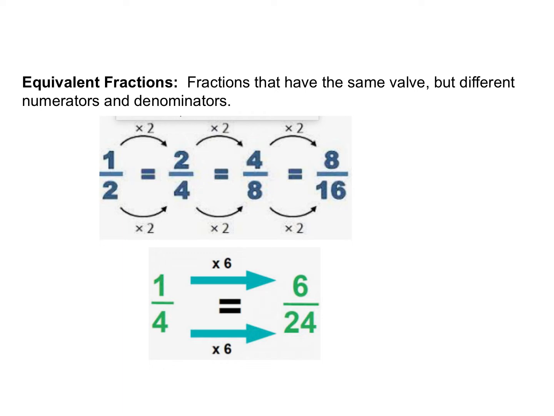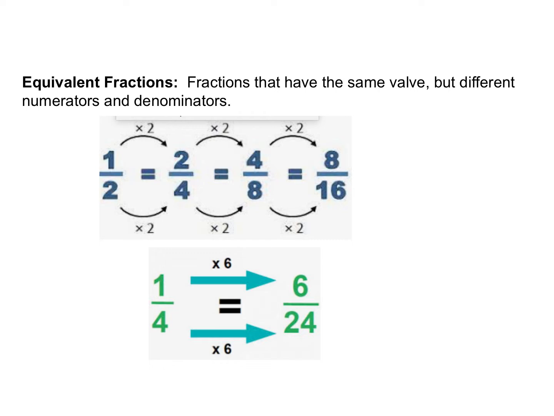1/2 is equivalent to 2/4, 4/8, and 8/16. They are all equivalent. They have the same value. They are all equal to 1/2, but their numerators and denominators are different. And then same thing with 1/4 and 6/24. They're equivalent. They both have the same value, just different numerators and denominators.